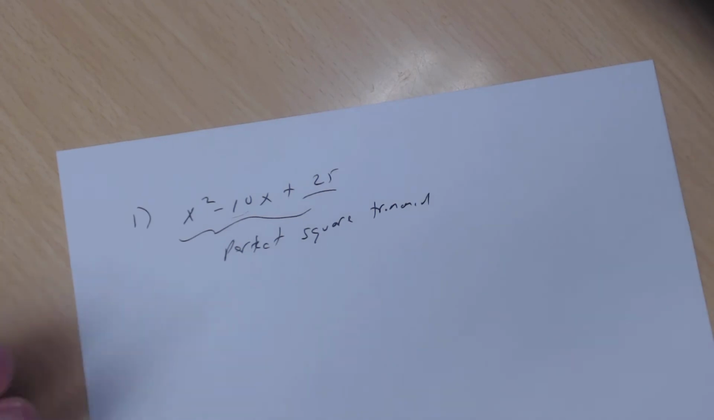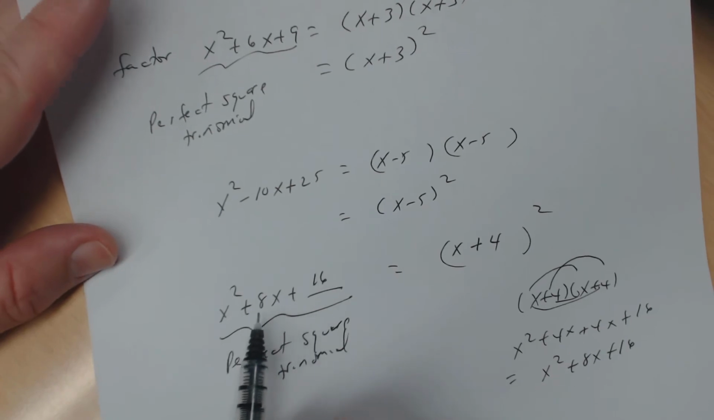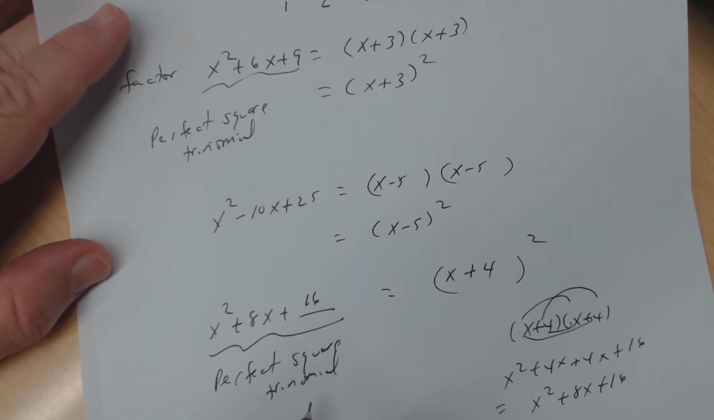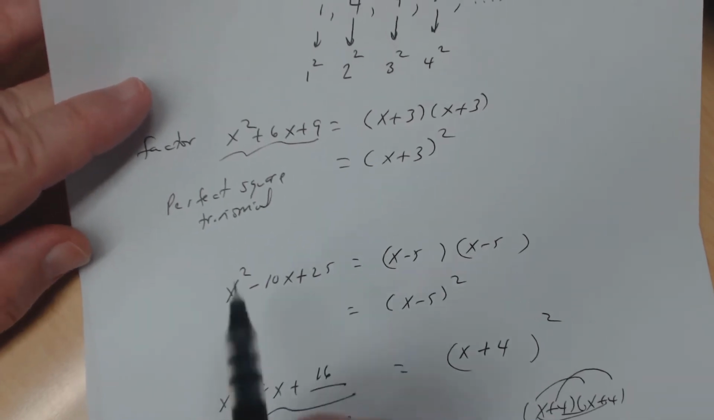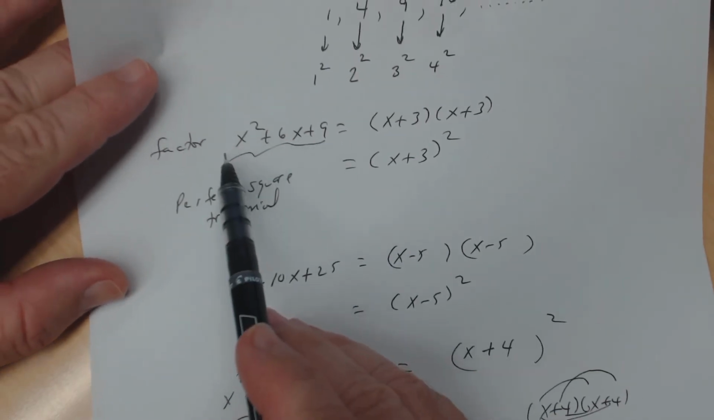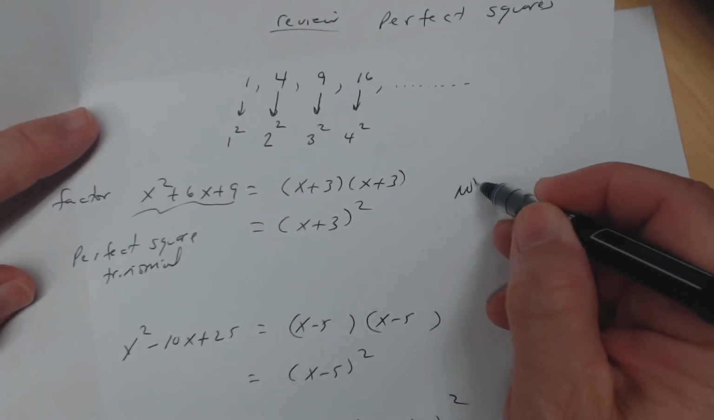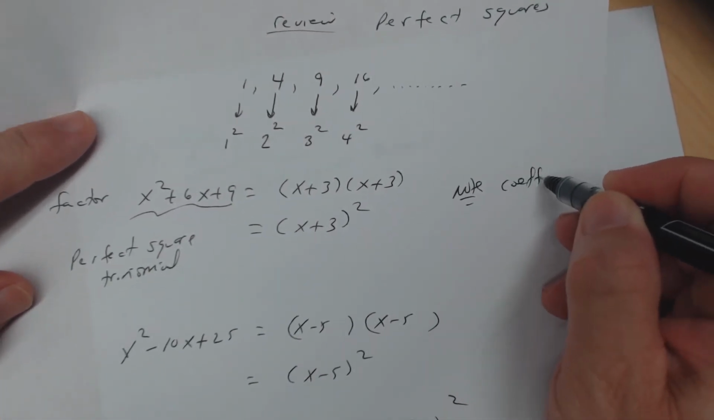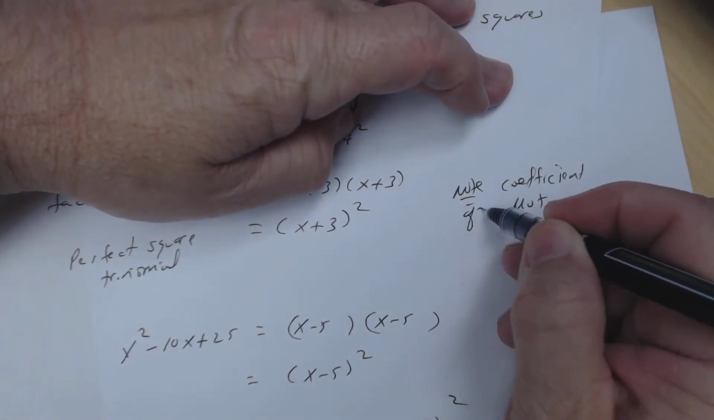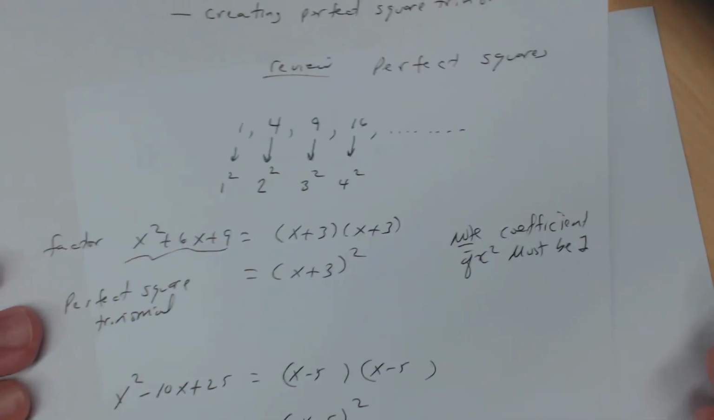All right, now, one thing I have to mention again. When I took half here, and when I took half here, and when I took half here, that only works if the coefficient of x squared is 1. This must be a 1. So note, the coefficient of x squared must be 1.